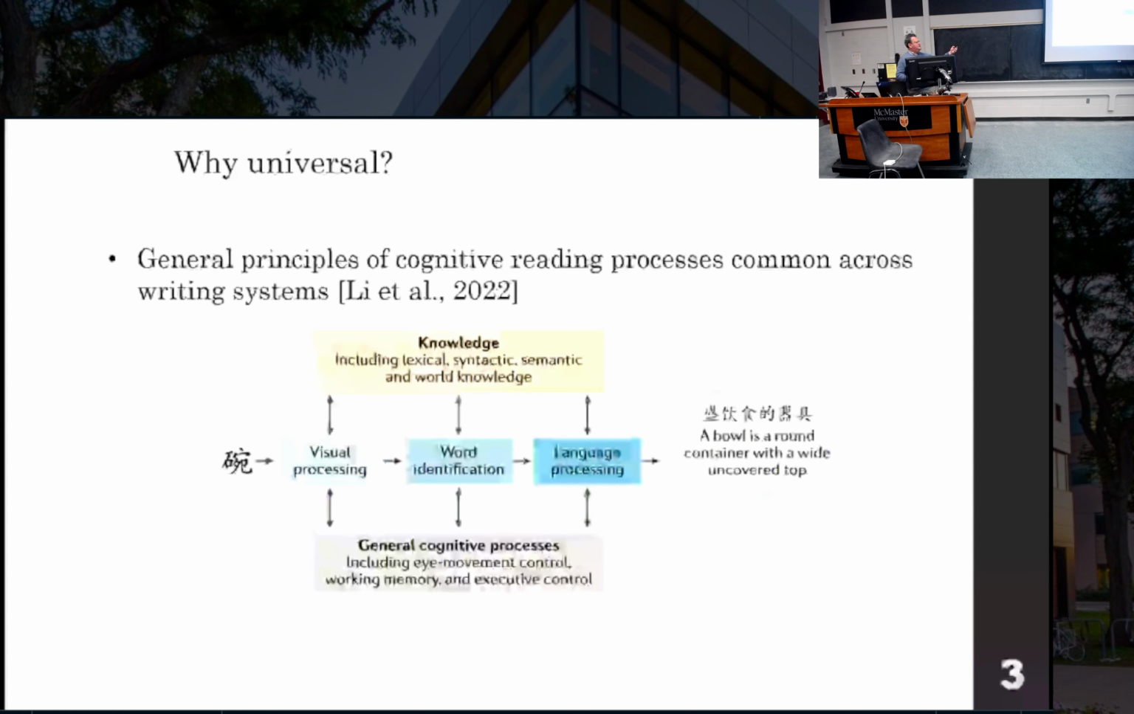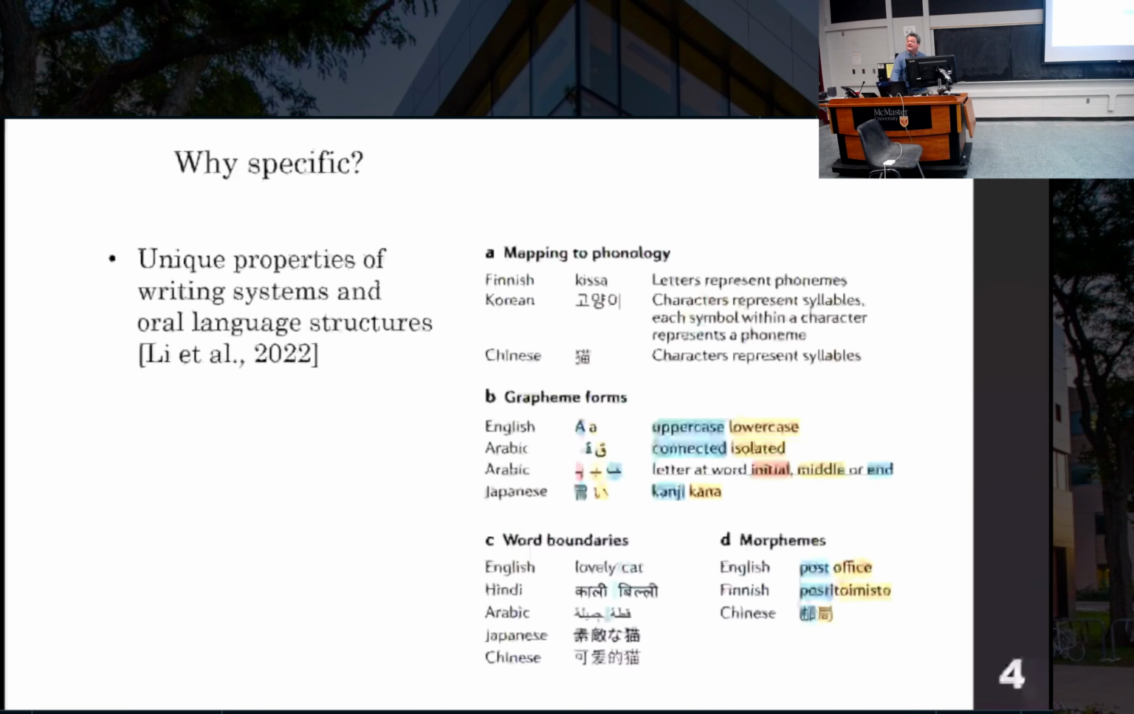And of course, all the readers are sharing the same underlying domain general structures like eye movement control and working memory, executive control, and so on. Not to mention that the visual anatomy is more or less the same for readers of every language, as is the basic wiring of our brains. So there are many reasons to think that we'll find universality in reading behavior.